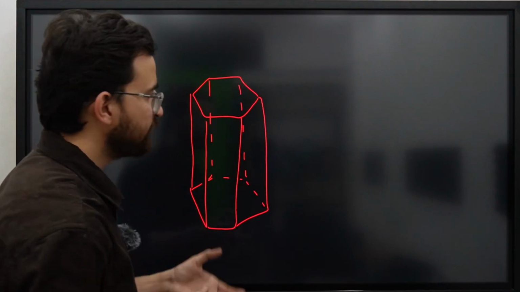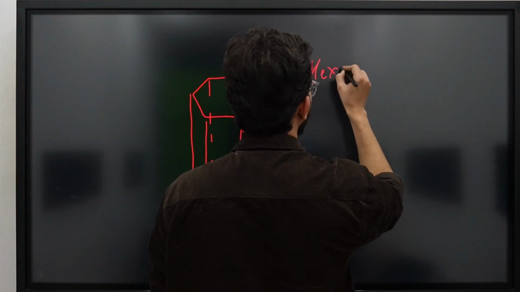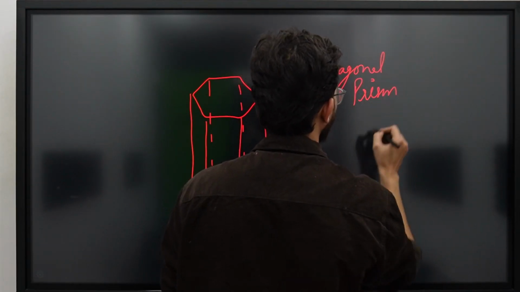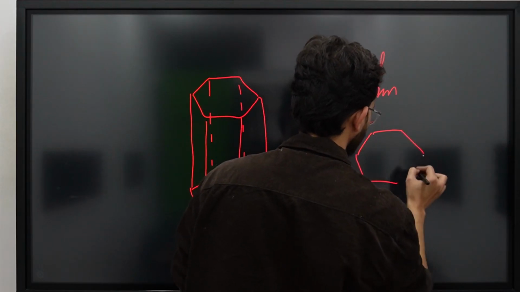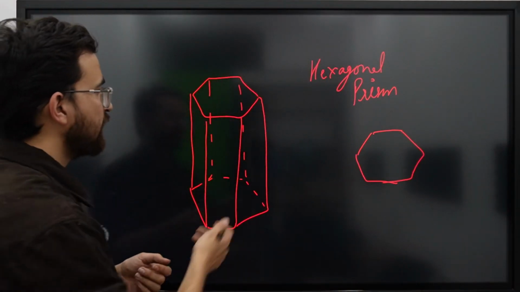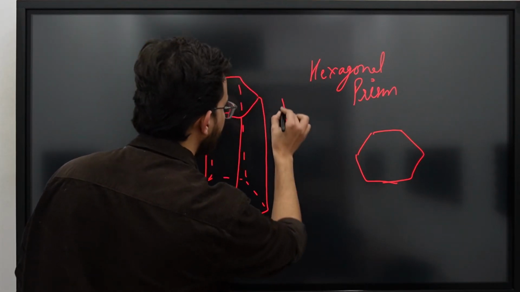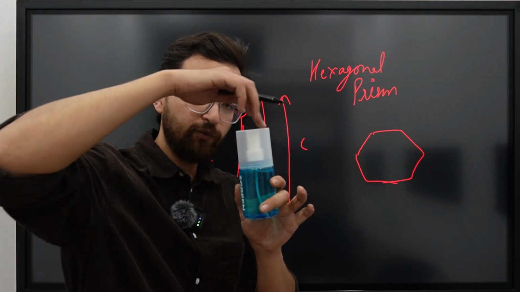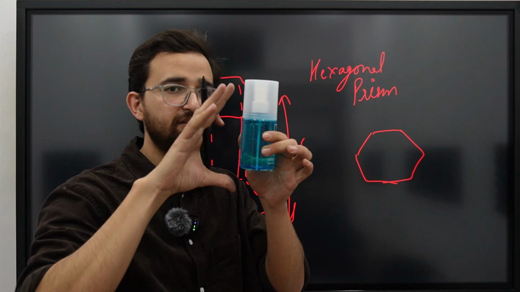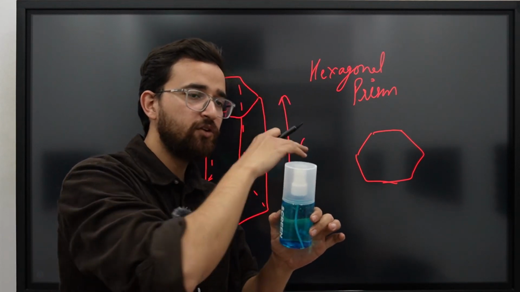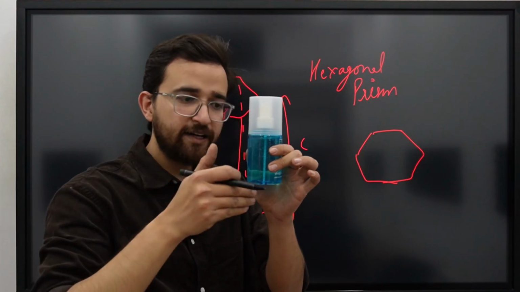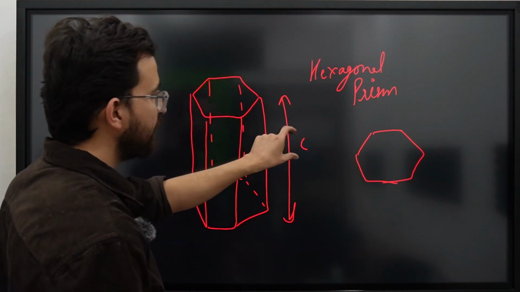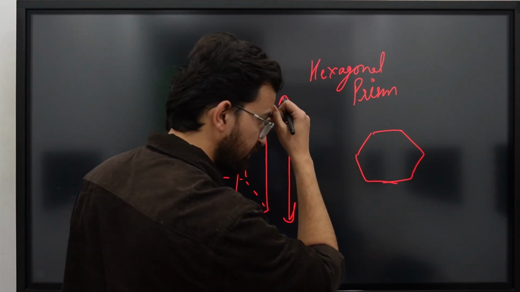So I've created this figure. What is this? This is a hexagonal prism. Why is it called hexagonal? Because if you look from the top, you will see a single hexagon. And why is it a prism? Because it is extended in one of the directions. For example, if you look at this bottle, the top view is a circle and it is extended in this direction. So the top view for our image is a hexagon, and you have extended it in such a manner, in what I'm calling the C direction. So this is a hexagonal prism.